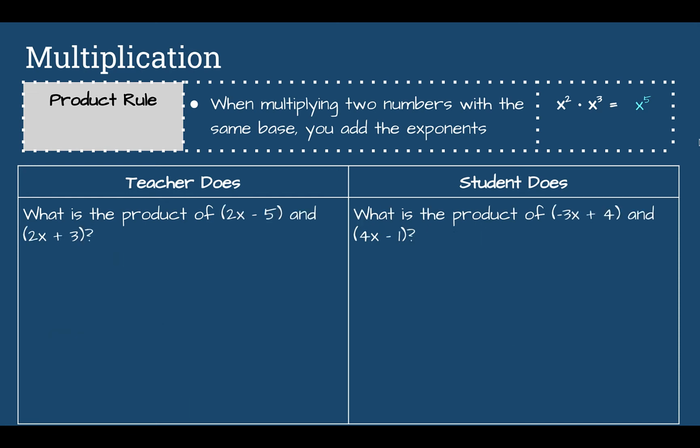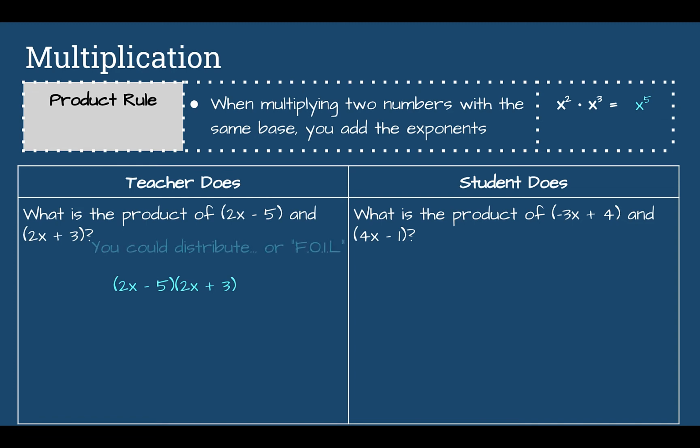This next example involves the product of two binomials. And honestly, knowing how to do this example and others like it is probably your most important skill in this lesson, as these are the ones that tend to come up the most. So what is the product of 2x minus 5 and 2x plus 3? You're going to see it written out like this, where it's the two binomials connected.